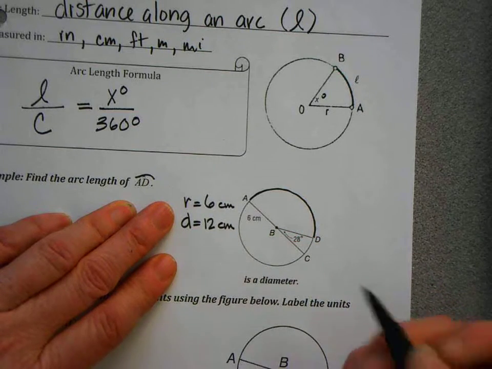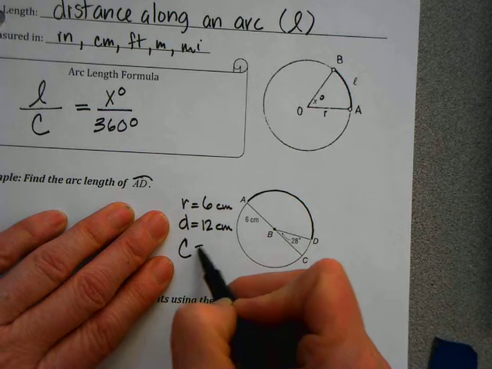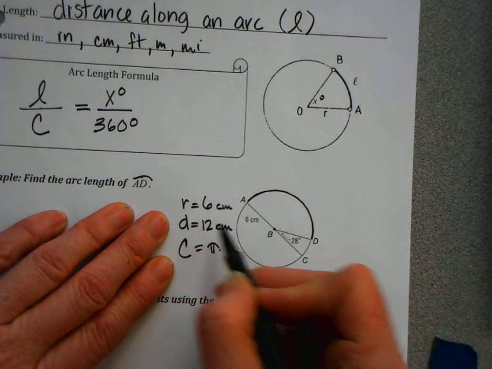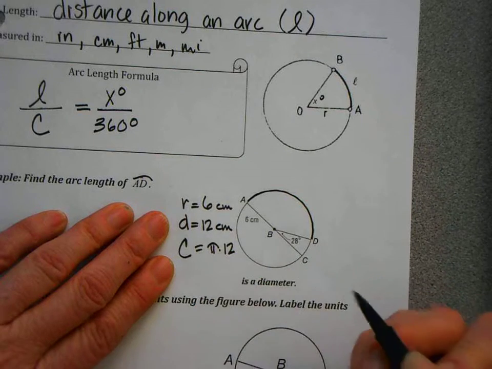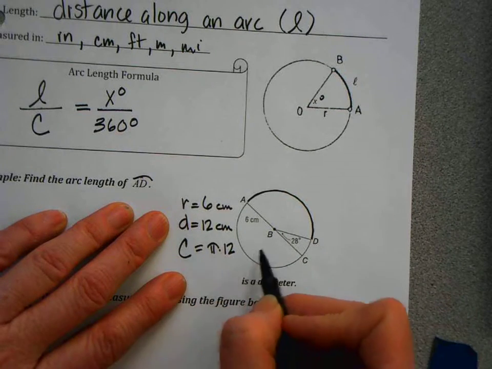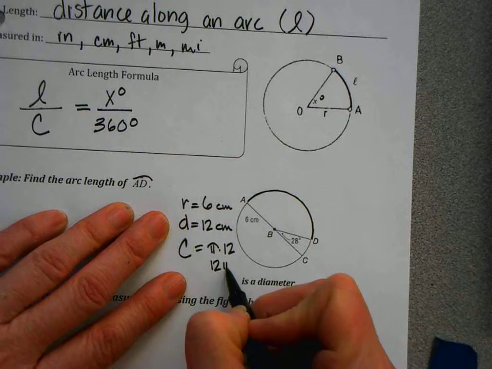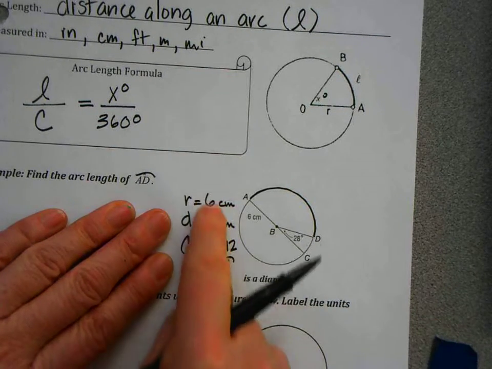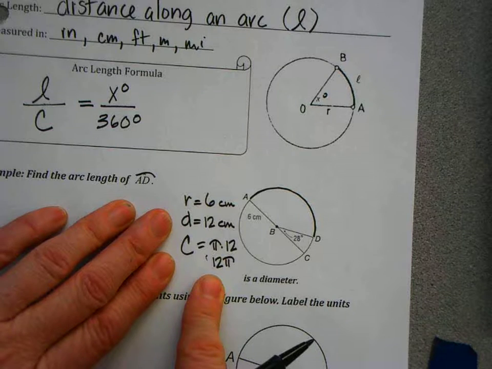What would the circumference be then? Well, the circumference is pi times d, so it's 12 pi. I wrote pi times 12, but generally I would write circumference as 12 pi. So these are the things we know about our circle.